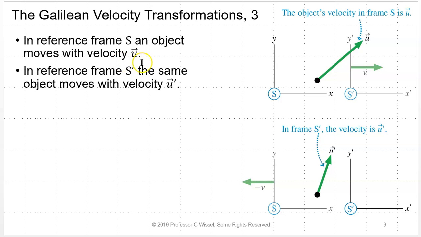In reference frame S, an object moves with velocity u. Okay, so that's in reference to this reference frame here. In reference frame S prime, the same object moves with velocity u prime. Now notice, the only thing that's different here is the x coordinate. The y coordinate is not changed because there's no relative motion in y and y prime. The only relative motion is v in xx prime. That's the reason the direction is different.